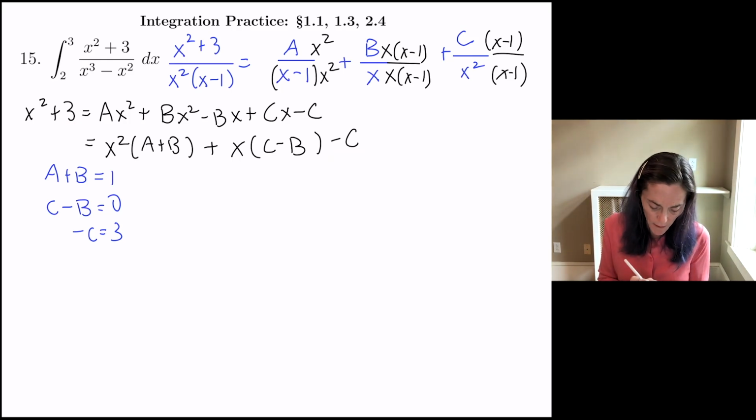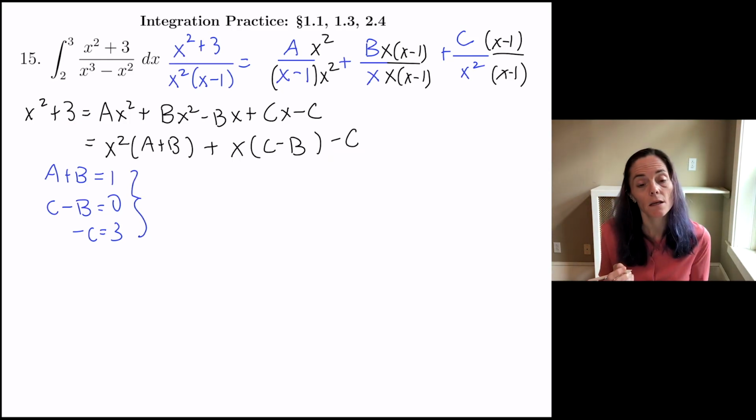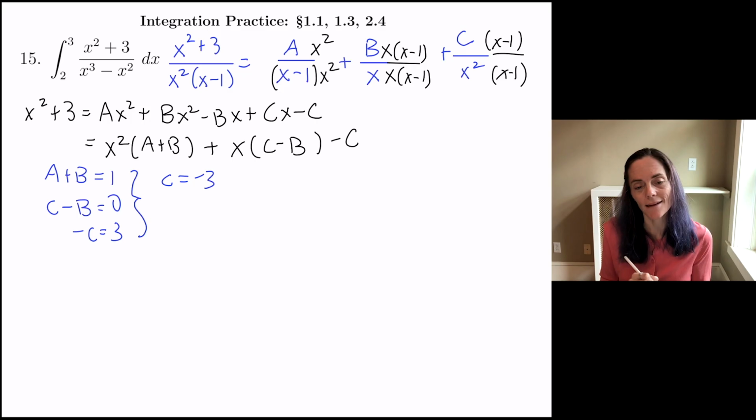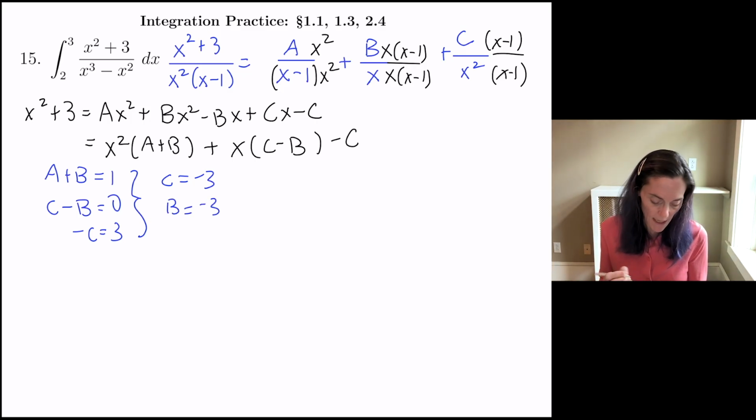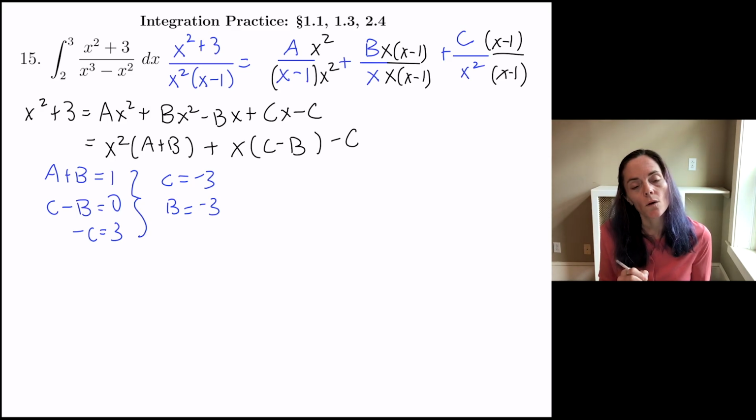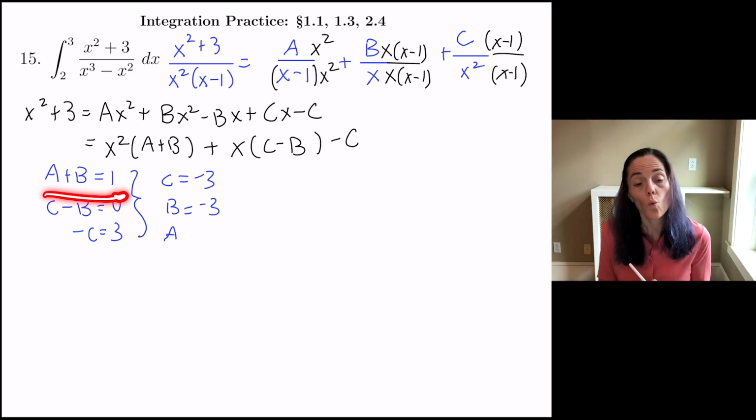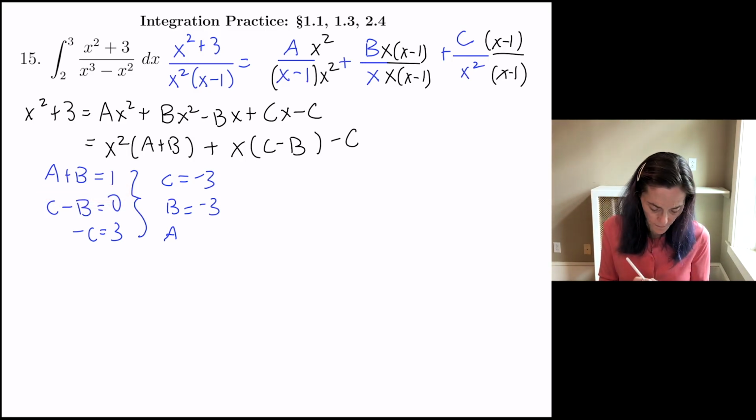Now, there is very little work to solve this linear system. The bottom one says C is -3, and then the second line says that B equals C, so B is also -3. And then the first line, we have A will be, let's see, 1 minus B, which is the same thing as 4. I'm ready to write my definite integral.